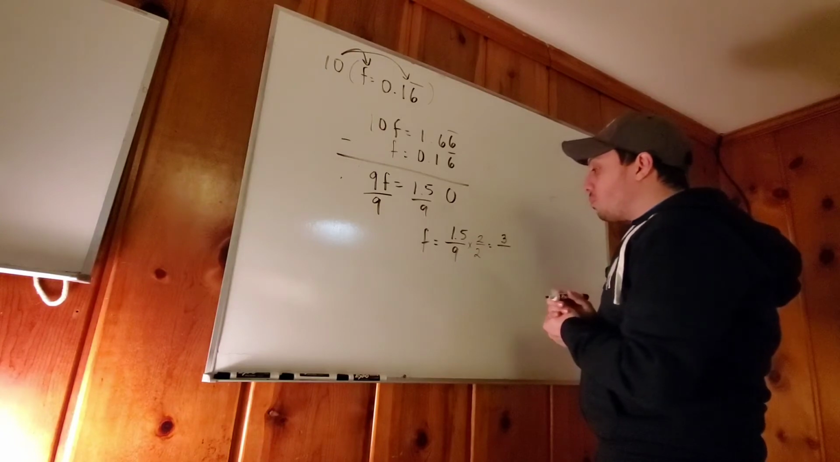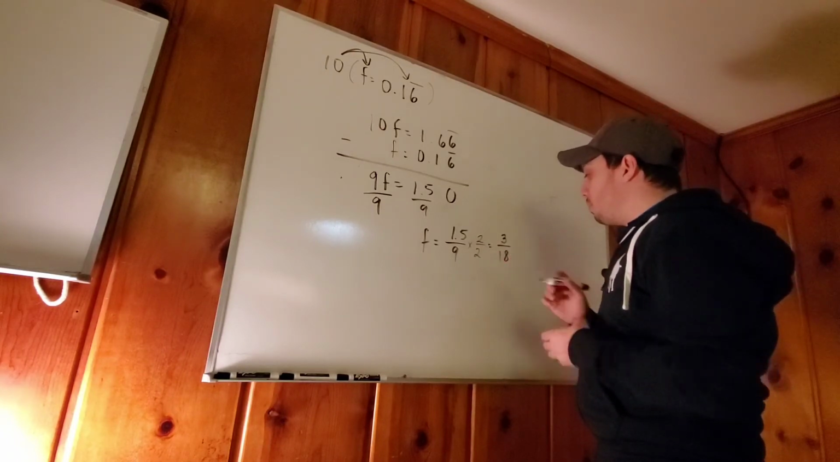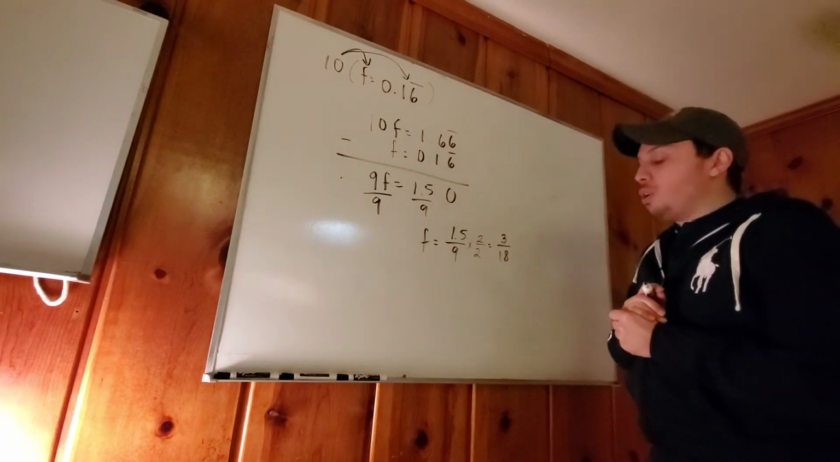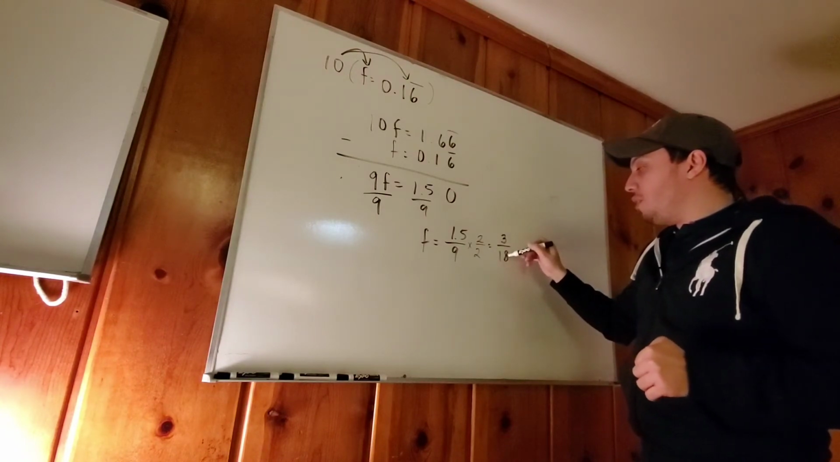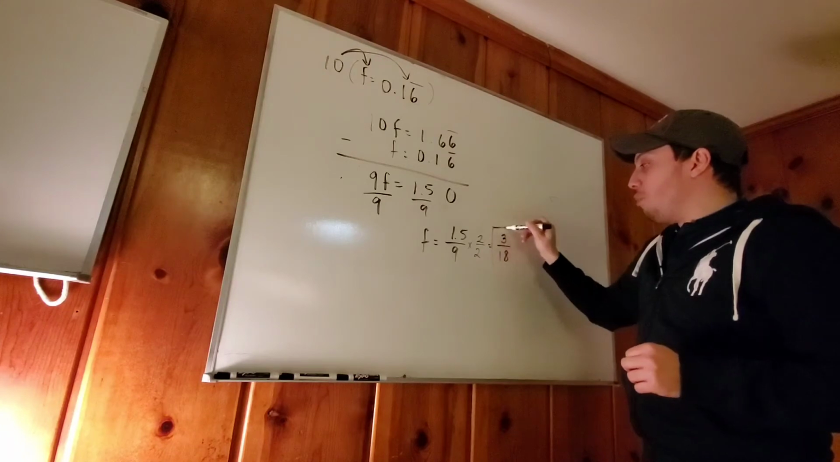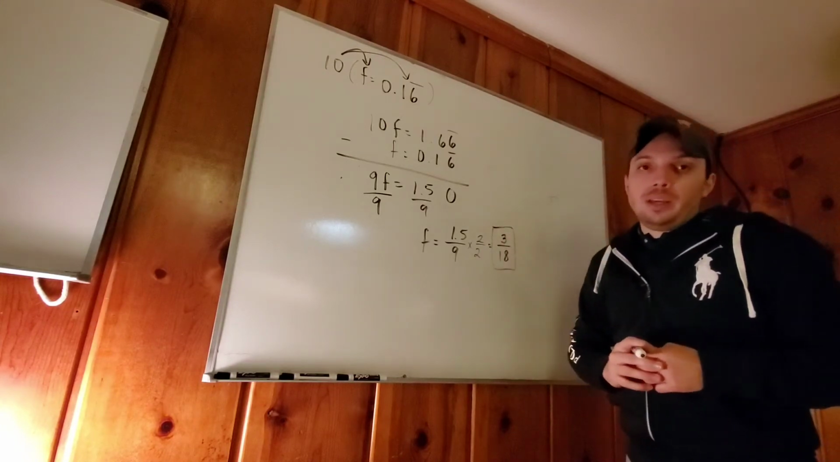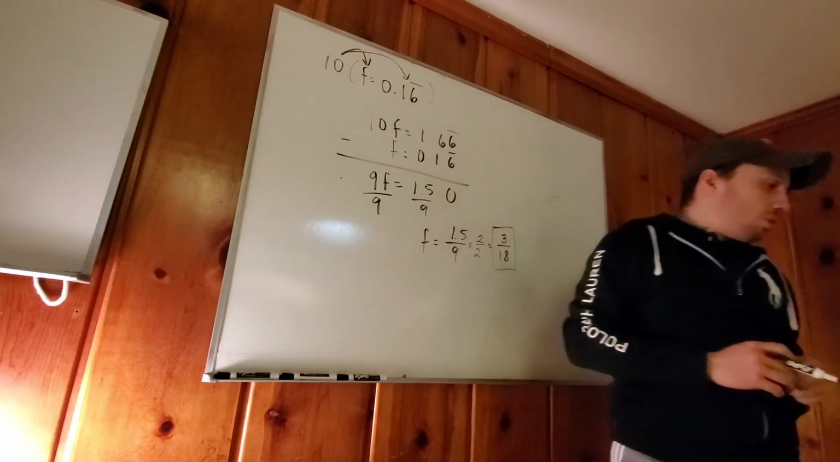over 18. Can you simplify 3 over 18? No, you can't, because this is an even number, this is an odd number and a prime number. It's 3/18. That's how you find the fraction.